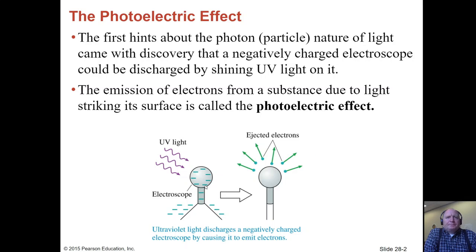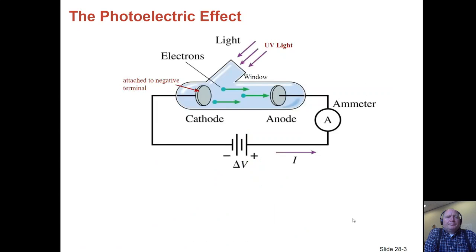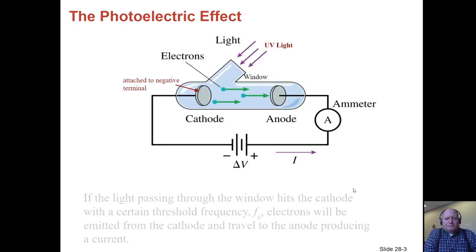Cool. So you can see you've got a negatively charged electroscope, and if you shine UV light on it, electrons are ejected. So now you can, in a sense, neutralize it. You can ground it just by shining UV light. Cool. All right, so here we have an apparatus.